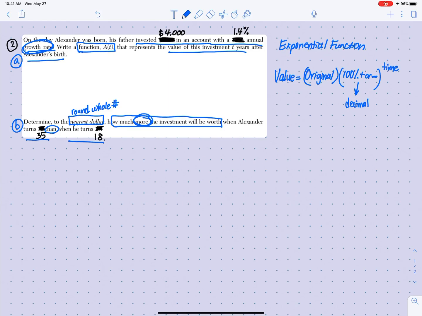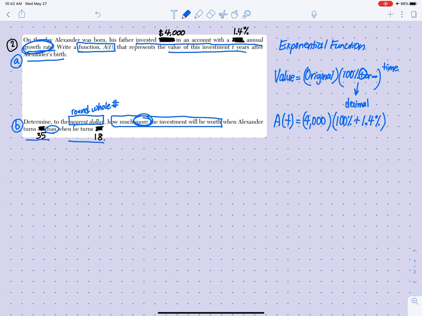Now, my formula is a little bit different, but that's okay. So here we have the function A of t. The original amount that the father invested was $4,000, so I'm going to put 4,000 as my original. Here, this was an annual growth rate, so we know we're going to add. We always compare it with 100% because 100% means the original, okay? So 100% plus, and the percent they gave us was 1.4%.